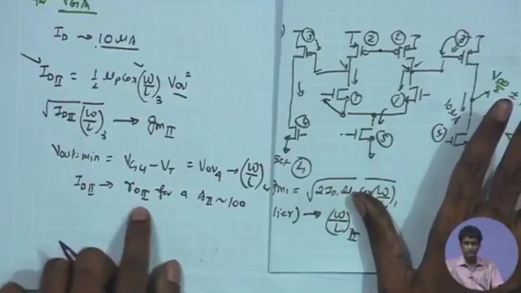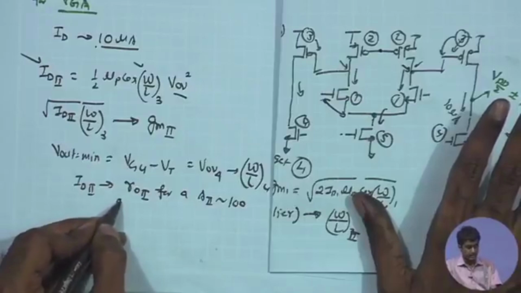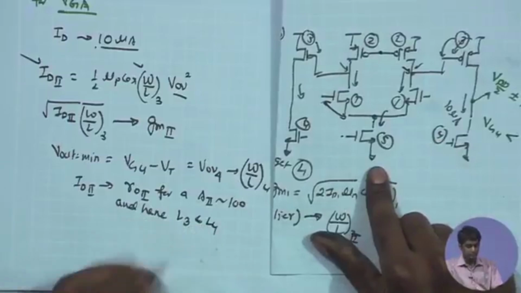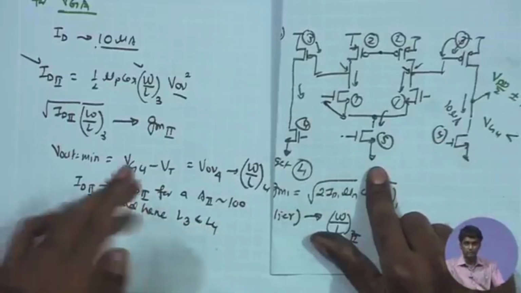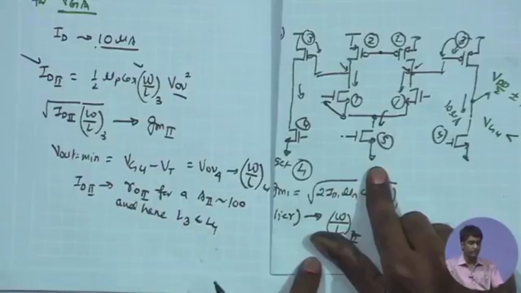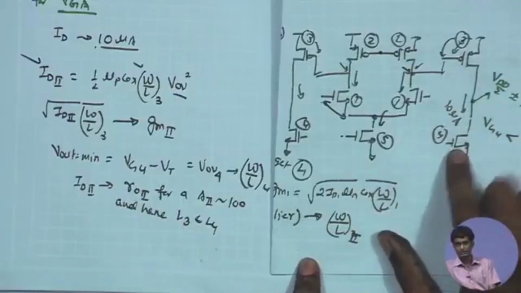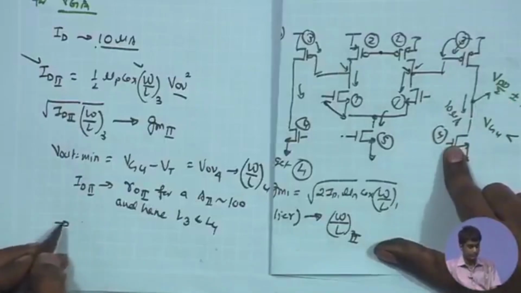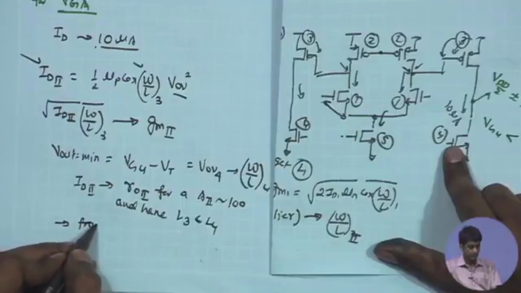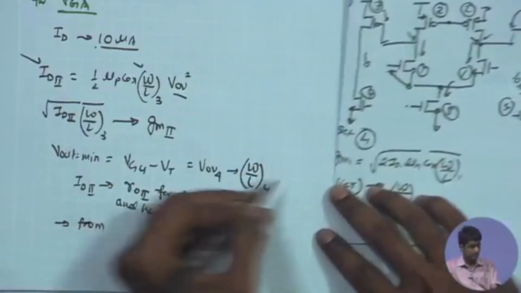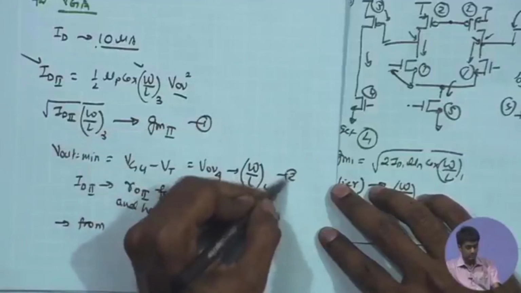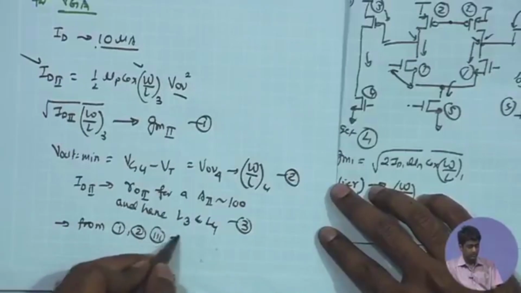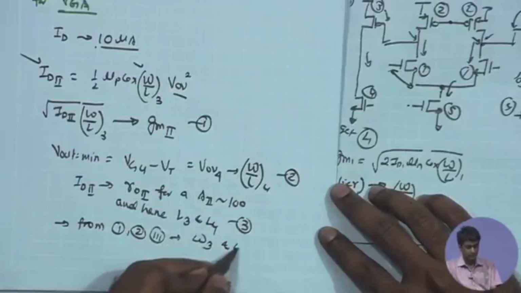So for a given A2, I can once again find out the RO2, and hence L3 and L4. Ultimately L3 and L4 are determined by the RO2 for the given chosen current, and W by L3 and W by L4 I have already determined. So from the earlier quantities I can obtain W3 and W4.